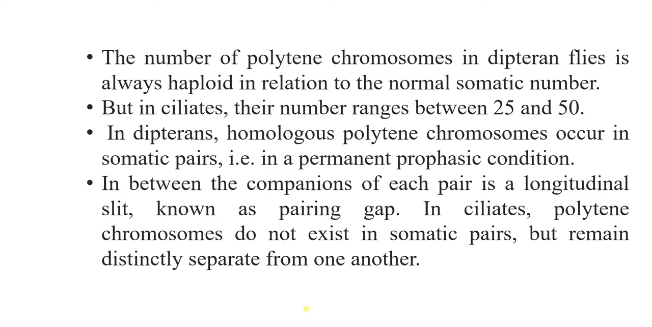In dipterans, homologous polytene chromosomes occur in somatic pairs. That means they are in a permanent prophasic condition. In between the companions of each pair is a longitudinal slit known as the pairing gap. In ciliates, polytene chromosomes do not exist in somatic pairs but remain distinctly separate from one another.